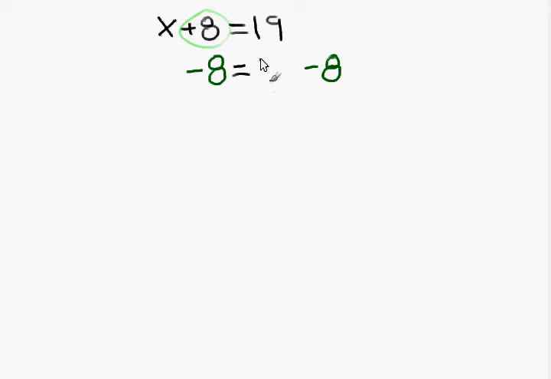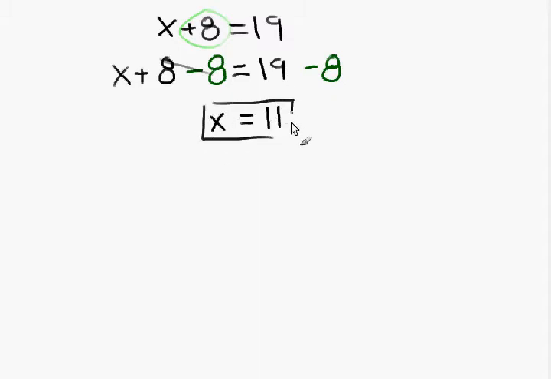Now I'm going to go ahead and fill in the rest of the equation. And I can see right here, 8 minus 8, that's 0. They cancel out. The left-hand side reduces down to x. 19 minus 8, my right-hand side is going to reduce down to 11. That's the solution there.